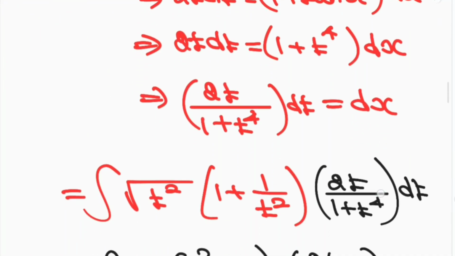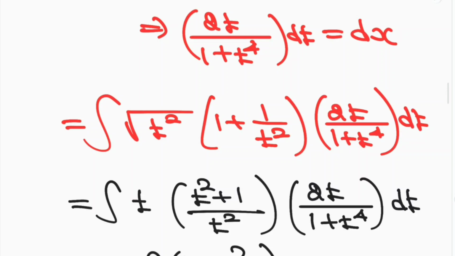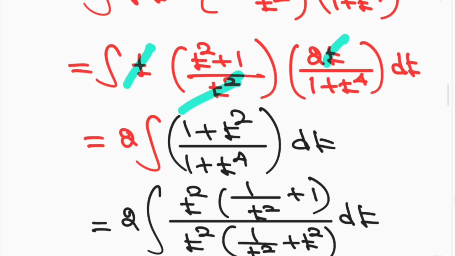And in place of dx, what did we do? 2t by 1 plus t power 4 of dt, we replaced everything with t. Now this square root also gets cancelled. So t into t square plus 1 by t square into 2t by 1 plus t power 4 of dt. Now look, the t here and this t again, so t into t square and t square gets cancelled. So you are left with just, the 2 comes outside. So 2 times integral of 1 plus t square divided by 1 plus t power 4 of dt.